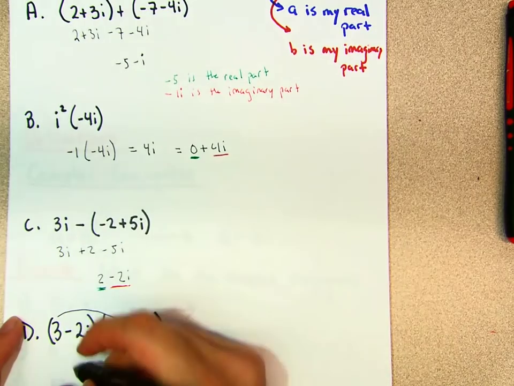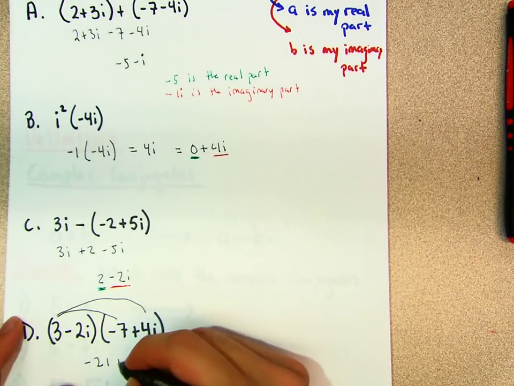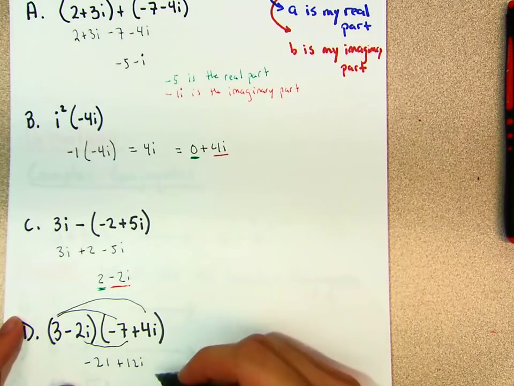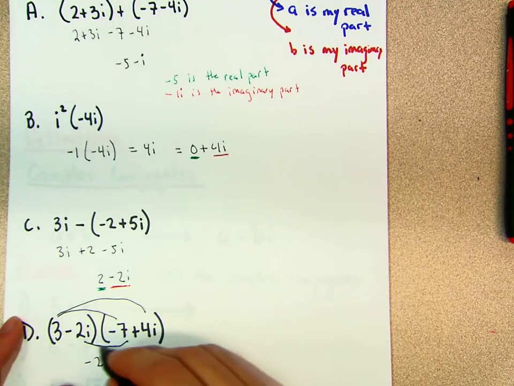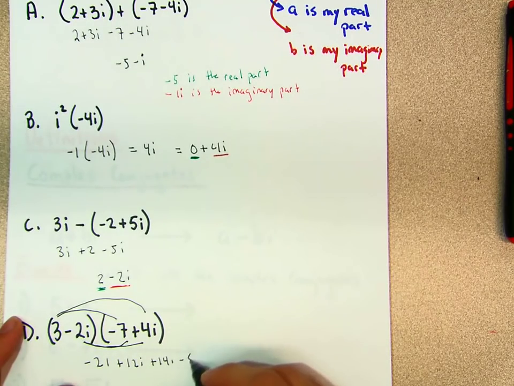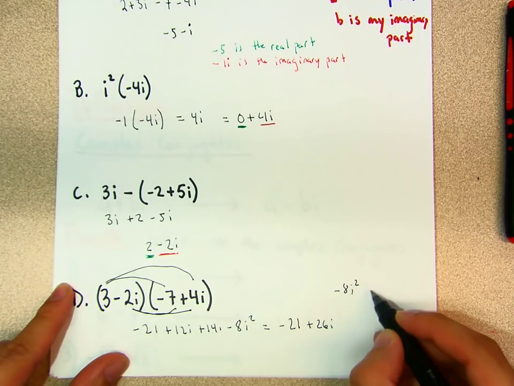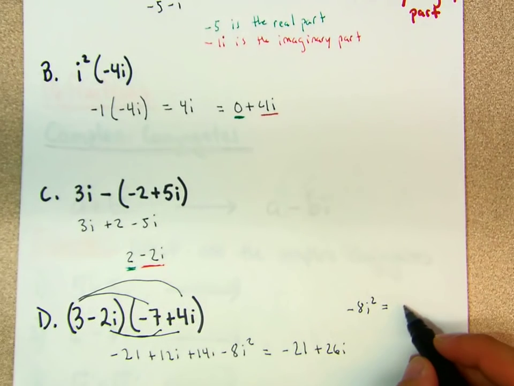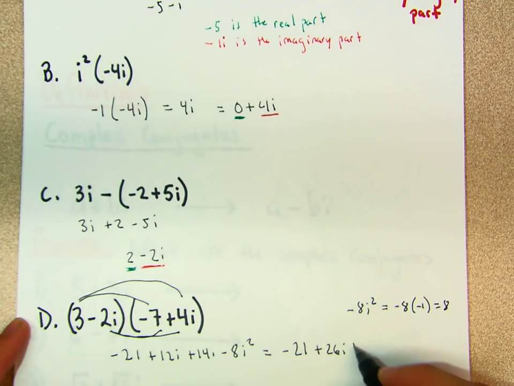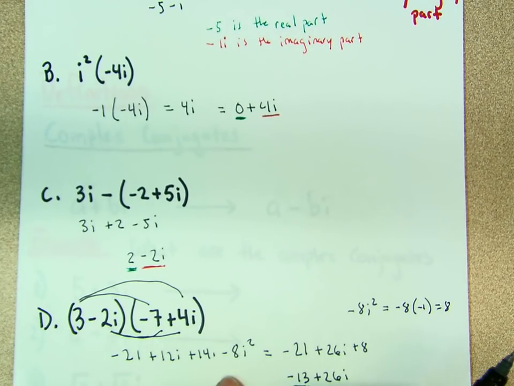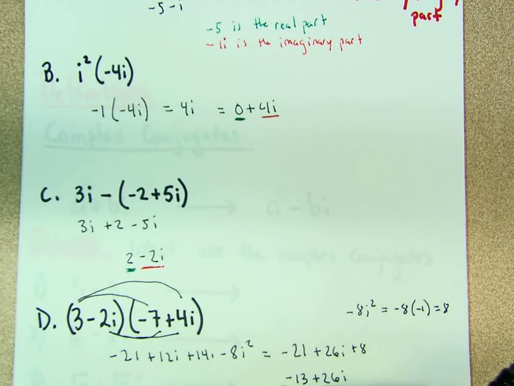So here, 3 times minus 7, negative 21. 3 times 4i is 12i. Negative 2i times minus 7 is positive 14i. And negative 2i times 4i is negative 8i squared. So here, this is equal to negative 21. 12i plus 14i is 26i, and negative 8i squared is secretly just negative 8 times negative 1, which is just 8. So this is plus 8. So then this becomes negative 21 plus 8 is negative 13 plus 26i. Here, negative 13 is the real part, and 26i is my imaginary part.